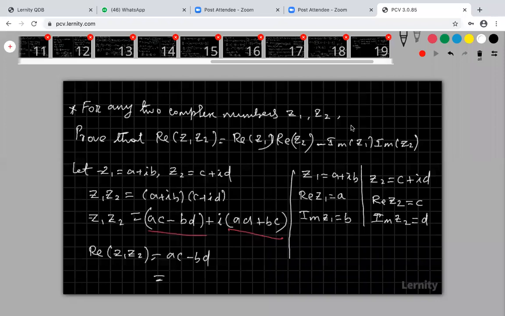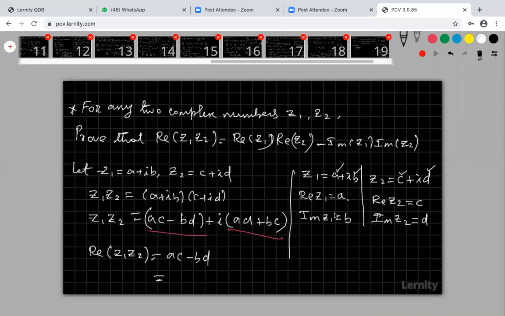Are you okay? This is my real part, this is my imaginary part. Similarly, this is my real part and this is my imaginary part. Real part of Z1 is A, imaginary part of Z1 is B, real part of Z2 is C, imaginary part of Z2 is D.